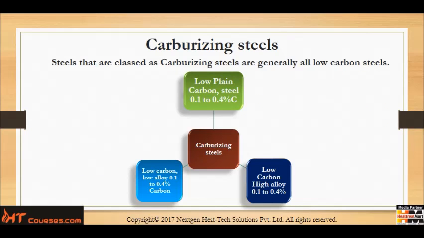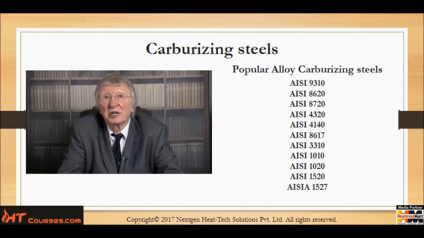Again, showing the carburizing steels. Steels that are classed as carburizing steels are generally all low carbon steels. And you can see the classification there with the dark red in the center for the carburizing steels, low plain carbon, which is in the green, the dark blue, low carbon, high alloy, and the light blue, low carbon and low alloy.